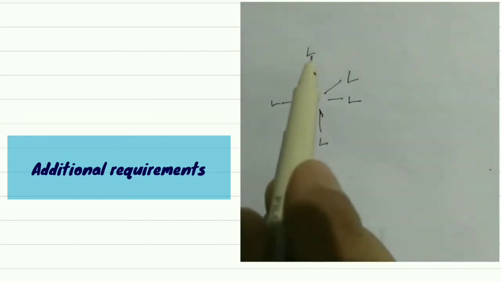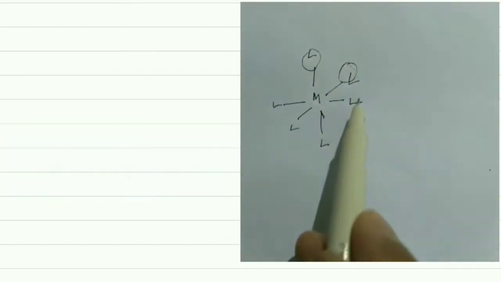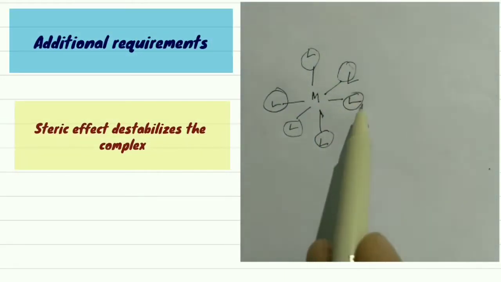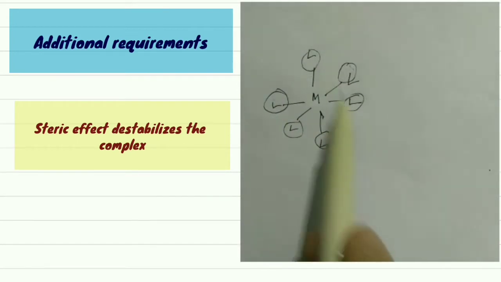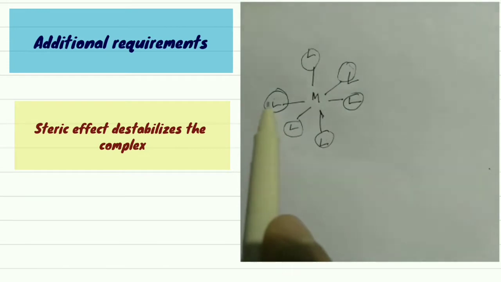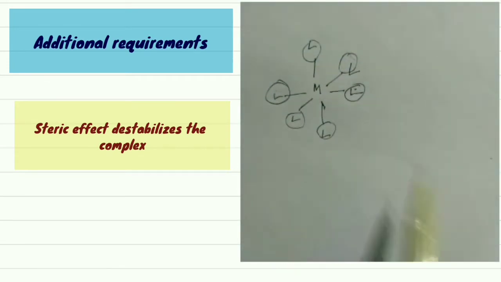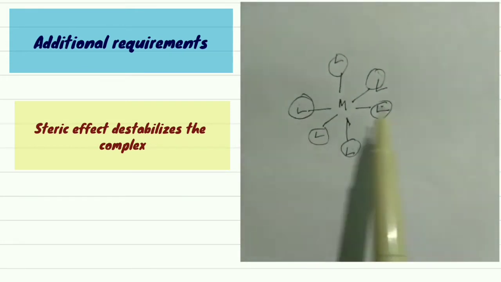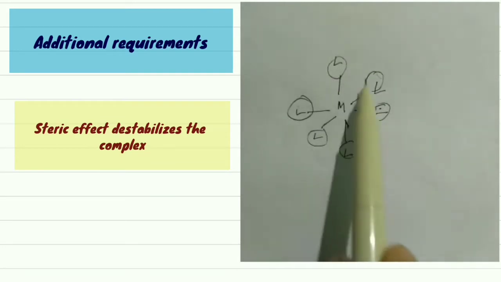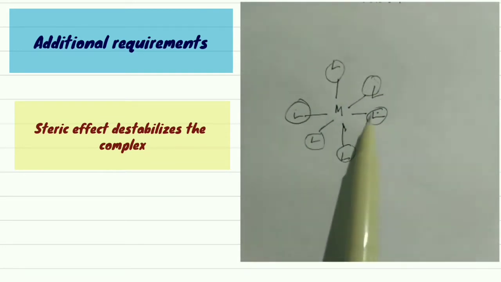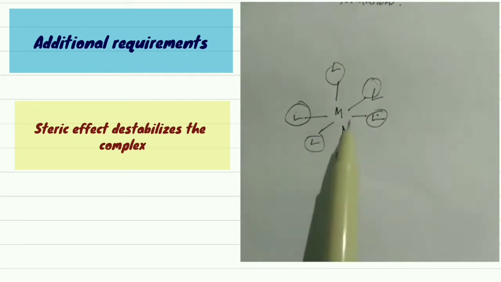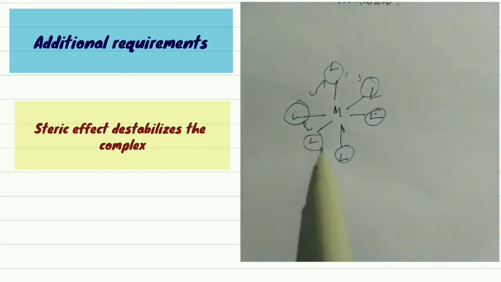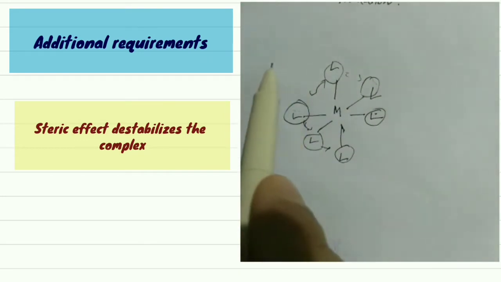Here they are already crowded. The ligands are in the 6 coordinated sites. Suppose this is your y axis, this is the x axis, and this is your z axis. They already occupy all the axes, and since ligands have some size, each ligand occupies some volume in that space, so they have already occupied this space.